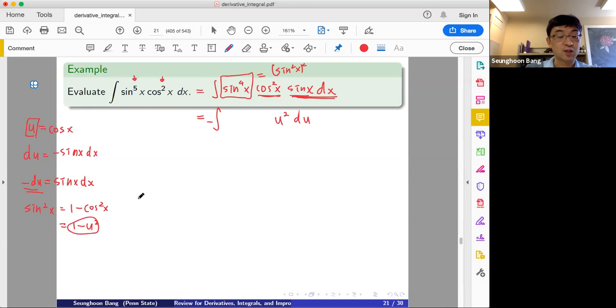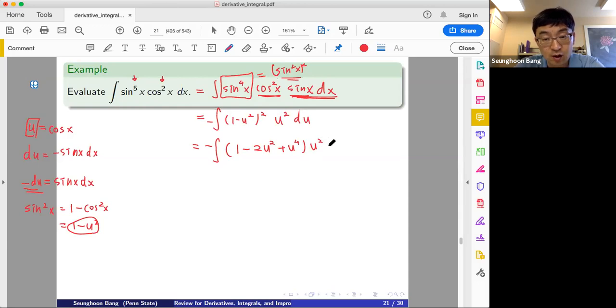So we can plug this into here. We have 1 minus u squared, squared. You keep the negative, and you have to expand. So 1 minus u squared, squared, is 1 minus 2 times u squared plus u to the power 4, times u squared du. You can keep the negative. You can distribute u squared to the first, second, third terms. We have u squared minus 2 times u to the 4 plus u to the 6 du.